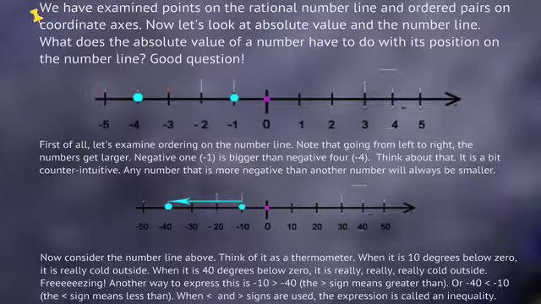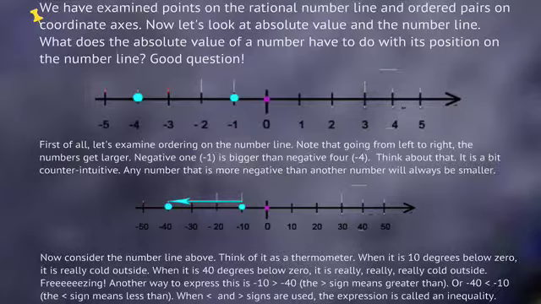Note that going from left to right, the numbers get larger. -1 is bigger than -4. Think about that. It's a bit counterintuitive. Any number that is more negative than another number will always be smaller.